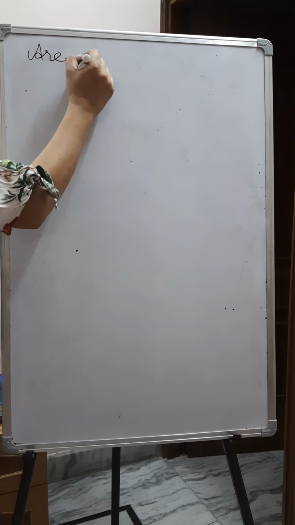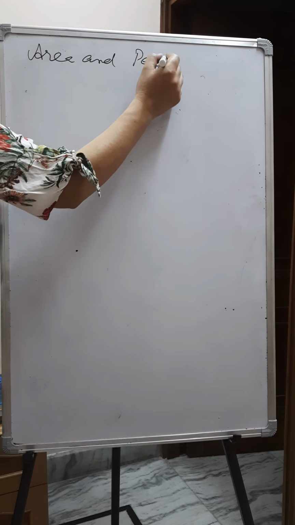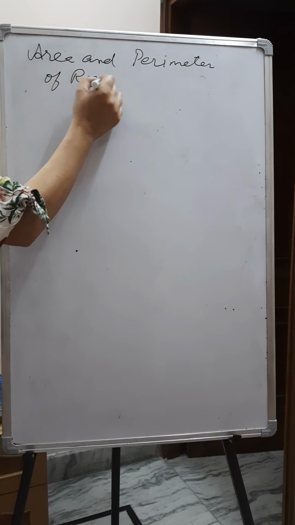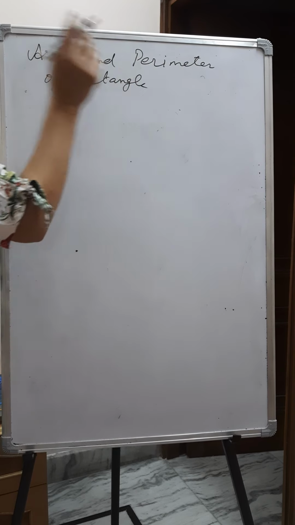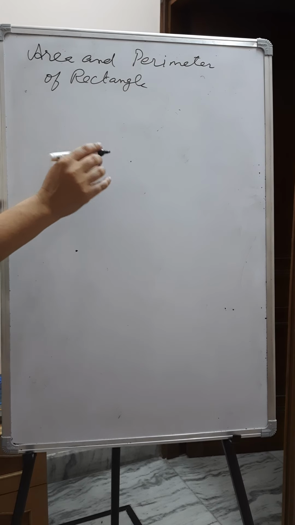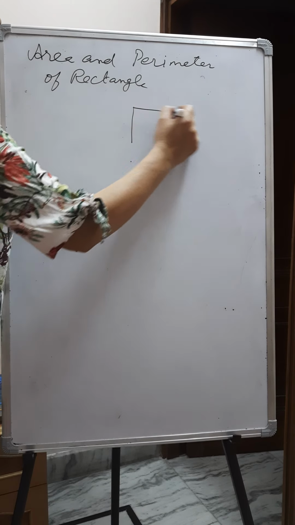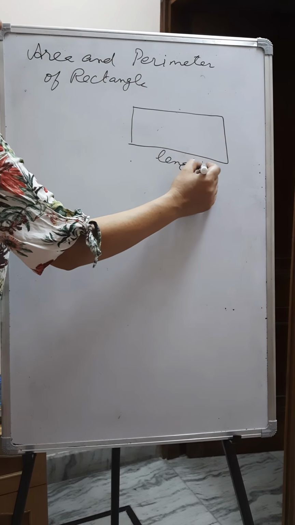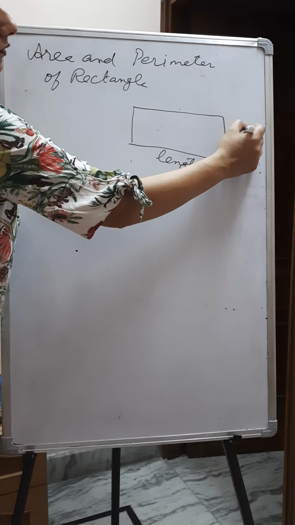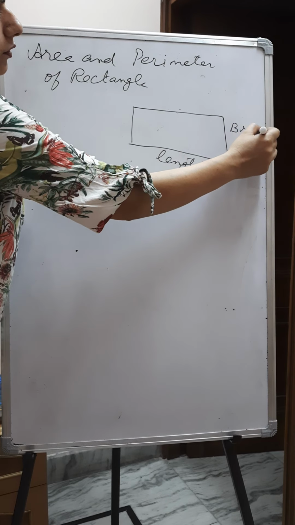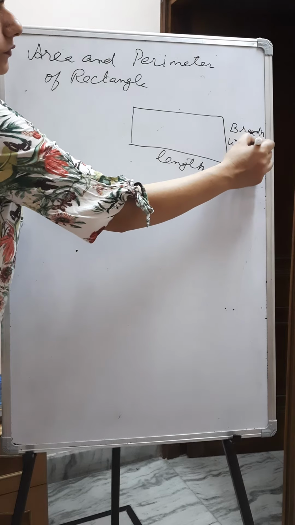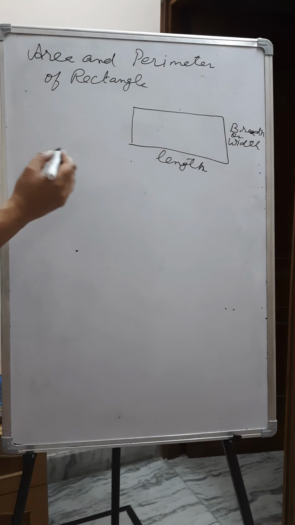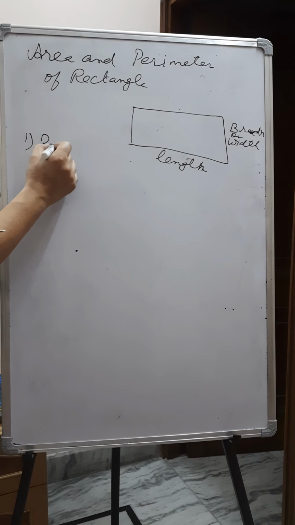Area and perimeter of rectangle. As you have already studied the formula of area and perimeter of rectangle, if this is the rectangle, this is the length, this is the breadth or width also you can say. First concept is about perimeter.